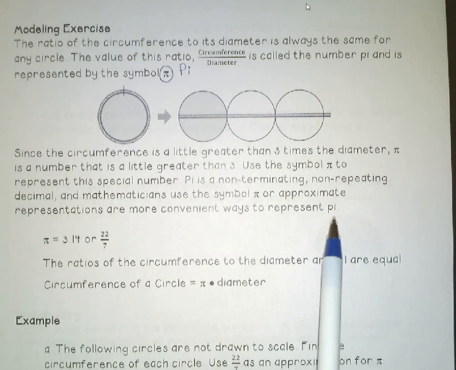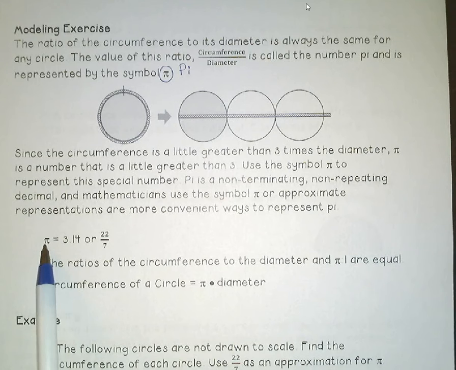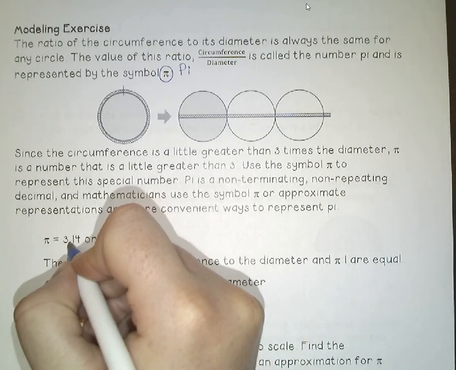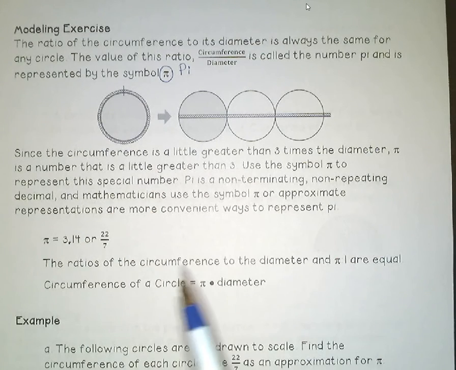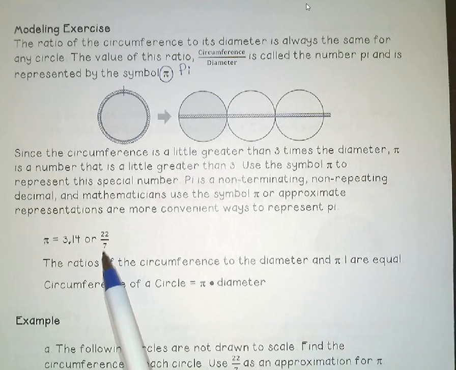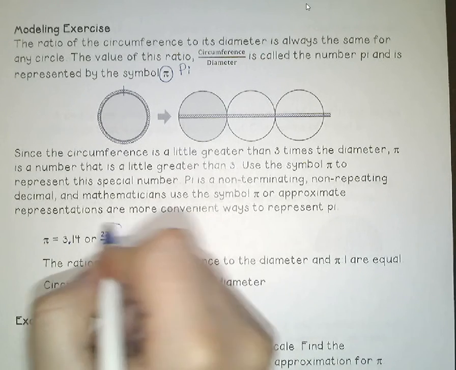In this unit, in this topic, we are going to use 3 representations of pi. We will use it as a letter, pi. We will use it as a decimal, 3.14, 3 and 14 hundredths. Or we can use it as a fraction, 22/7. Okay, these are the three representations that we are going to use. Very, very important.